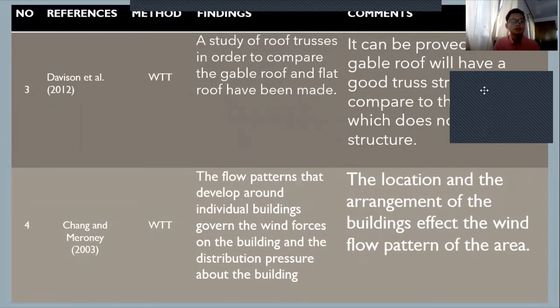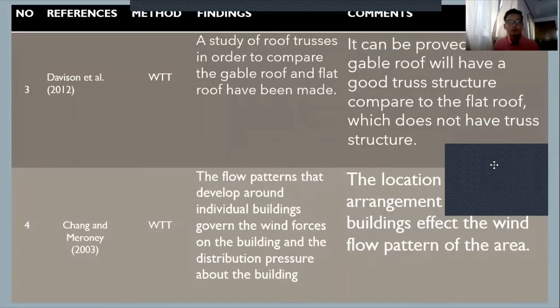The third article is by Davison E.L. in 2012. They use the wind tunnel test method. In their article, the finding is that a study of roof trusses in order to compare the gable roof and the flat roof has been made. From the article, I can comment that it can be proved that the gable roof will have a good truss structure compared to the flat roof, which doesn't have a truss structure.